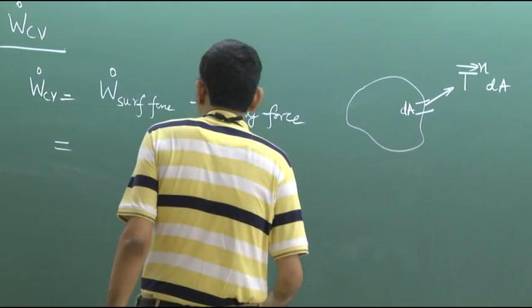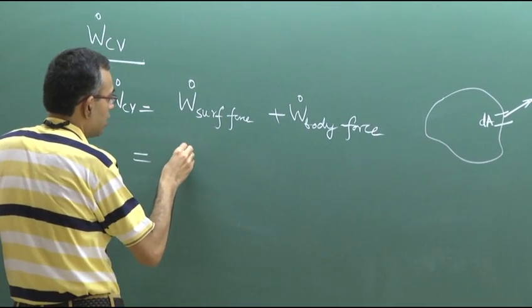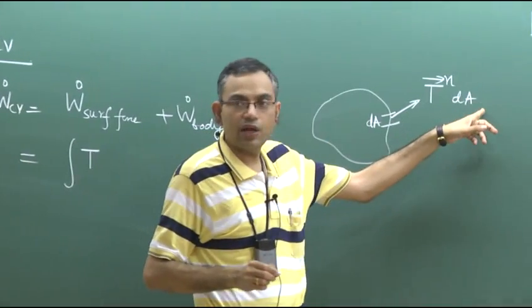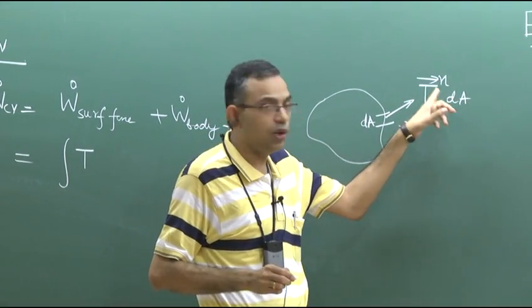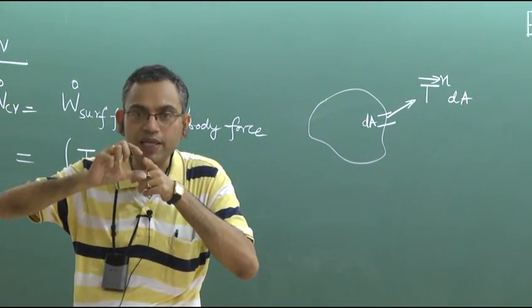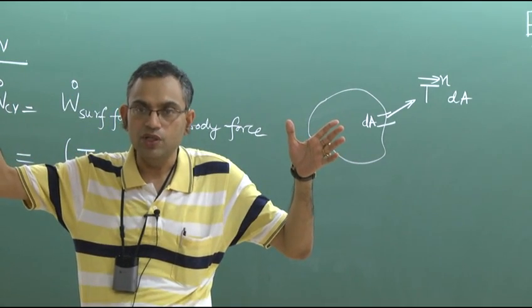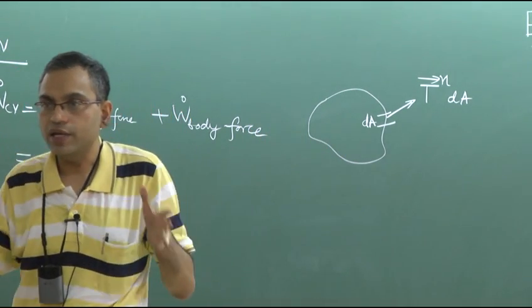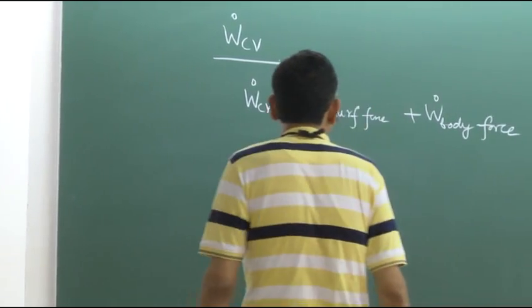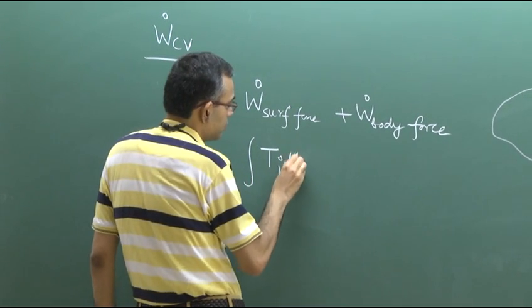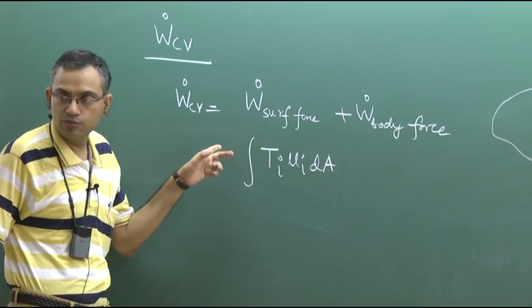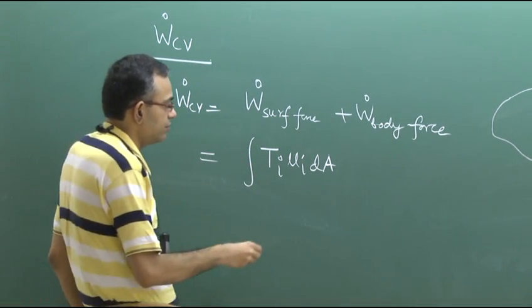So, this will be integral of this vector dot with velocity vector, that means Ti ui dA, right. Dot product of two vectors means basically multiplying their individual components and summing up. So, if there are two vectors A and B, their dot product is Ai Bi, right. So, you have Ti. I will adjust the sign later on. Without the sign I am first writing the expression.